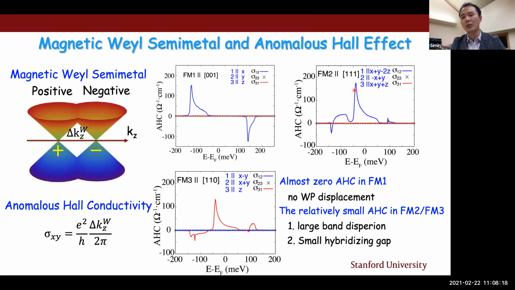For the FM2 states and FM3 states, the calculated anomalous Hall conductivities are relatively small. This is due to the two following reasons. First, the band dispersion of the node line is very large. Second, the hybridization band gap of the node line is relatively small due to the small intrinsic spin-orbit coupling of this material.